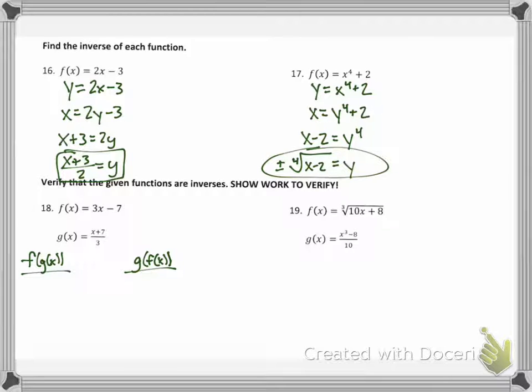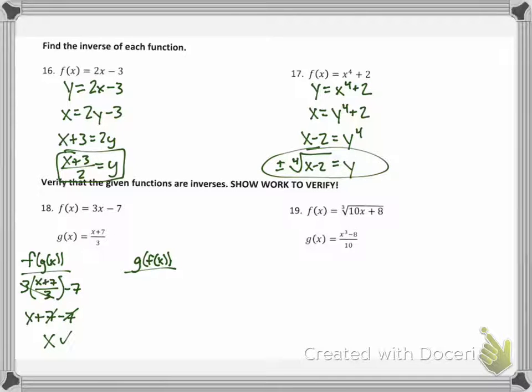So, if I'm going to do f of g of x for 18, that means g is getting plugged in for f. So it's going to look like this. 3 times the g function, because that's getting plugged in for x, minus 7. Times 3 and divided by 3 will cancel out, leaving me with x plus 7 minus 7. 7 minus 7 will cancel out and leave me with x.